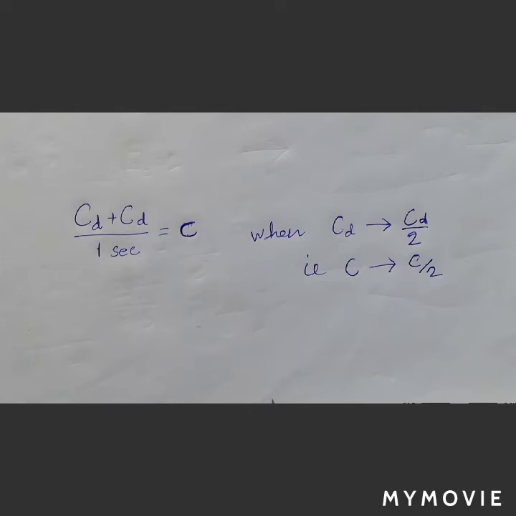It is only possible when the distance traveled by the light is halved in the second case. That means the velocity of light becomes half. That means when a single source sends light, it travels with the velocity of light. Suppose the laser source sends two lights in opposite directions, the velocity of light becomes half, that is c by 2.